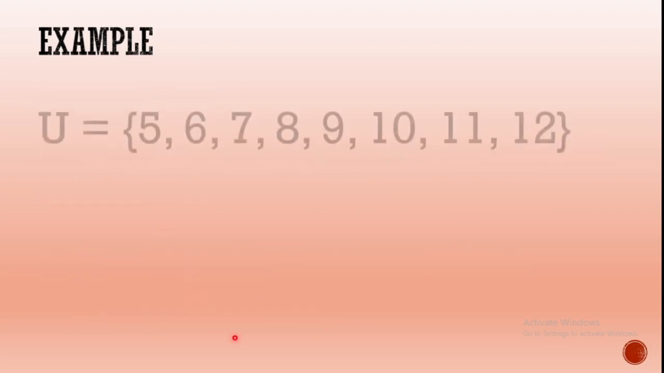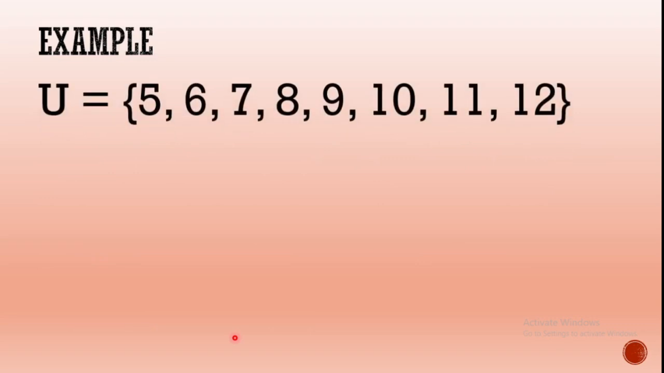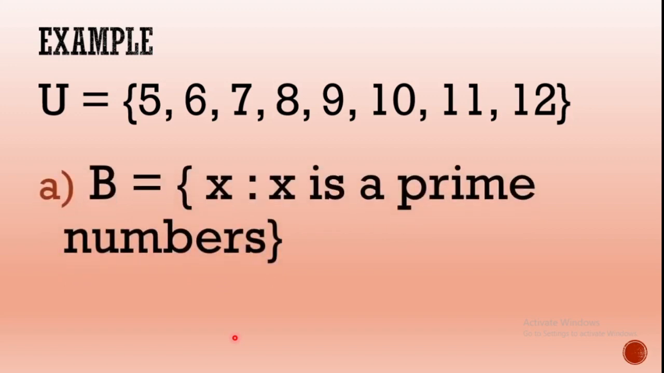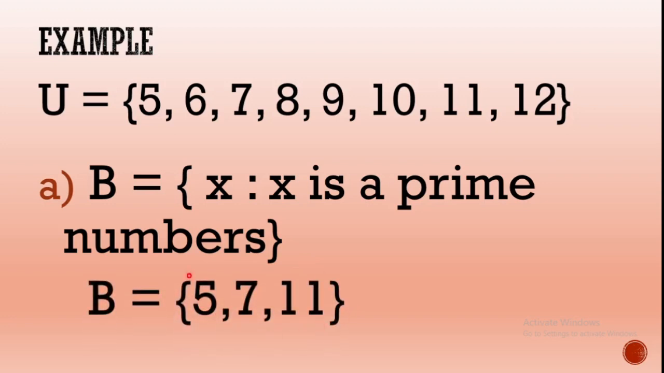Okay? Another example, so same pa rin, universal set pa rin natin is yung 5 up to 12. So we have here the set B, x such that x is a prime number. Ano nga ba yung prime numbers? Yung mga prime numbers po, that is any number that only has one factor. Yung mga number na wala ng ibang factors, yung mga number na wala kang i-multiply kundi 1. Ano ba yung mga prime numbers natin dito? We have the 5, 7, and 11.